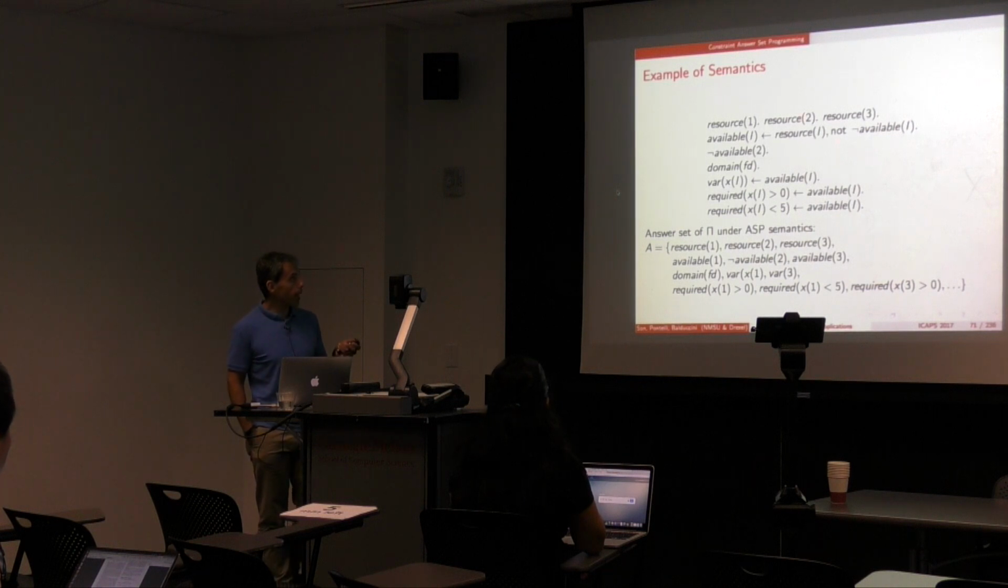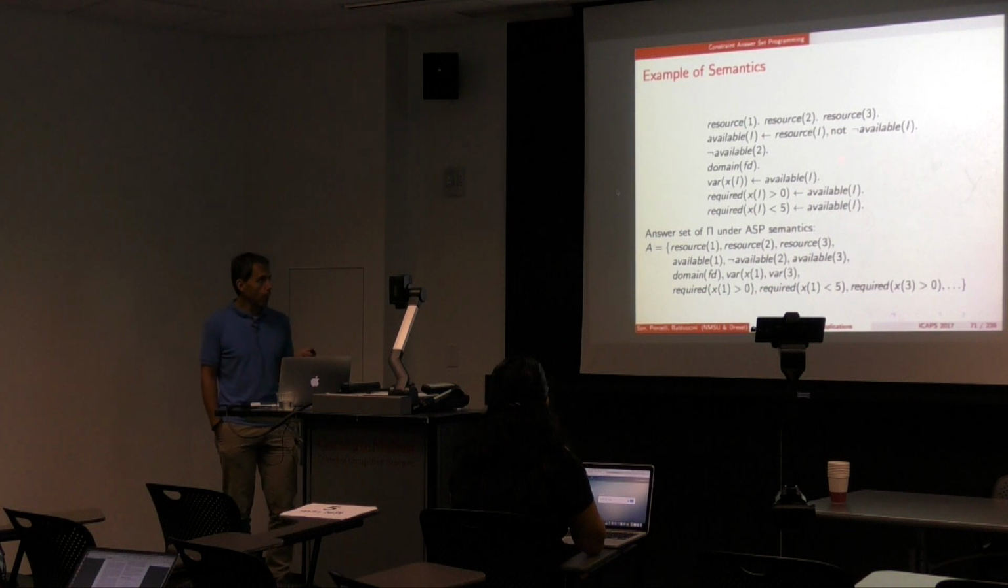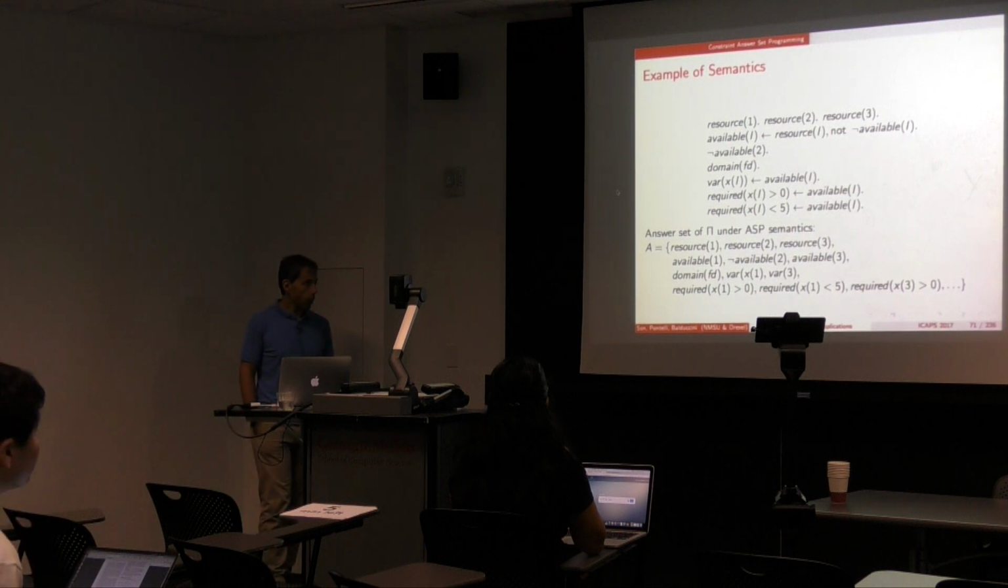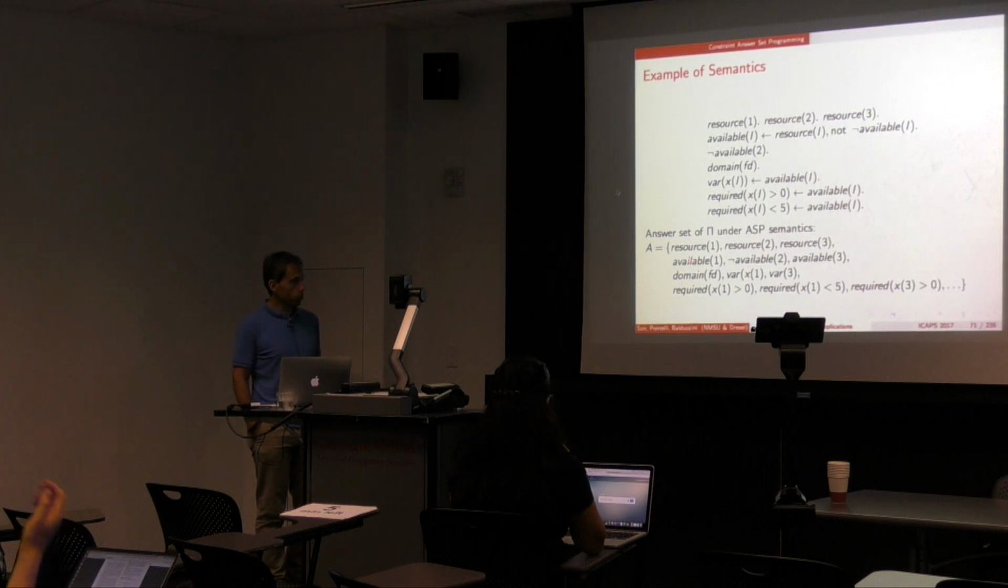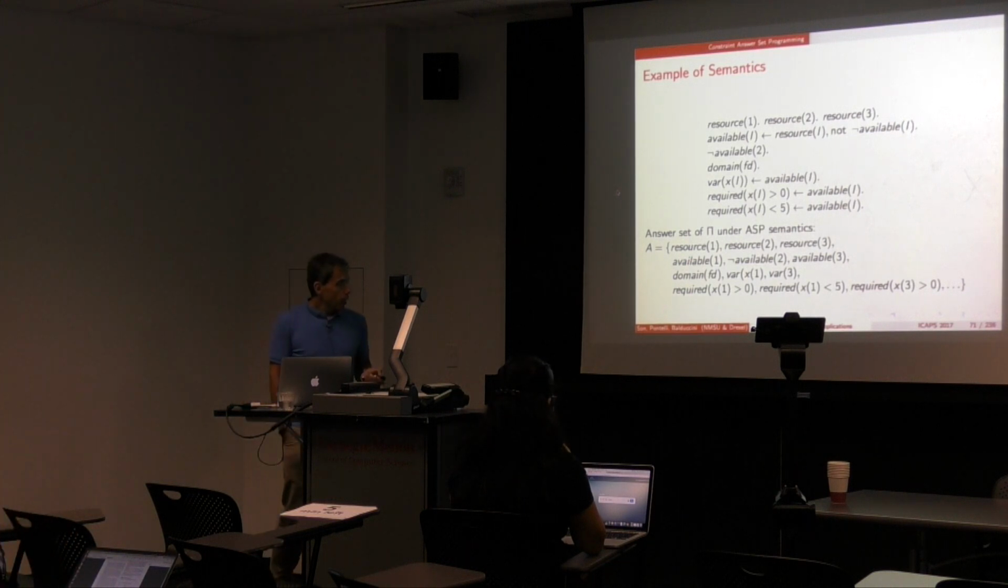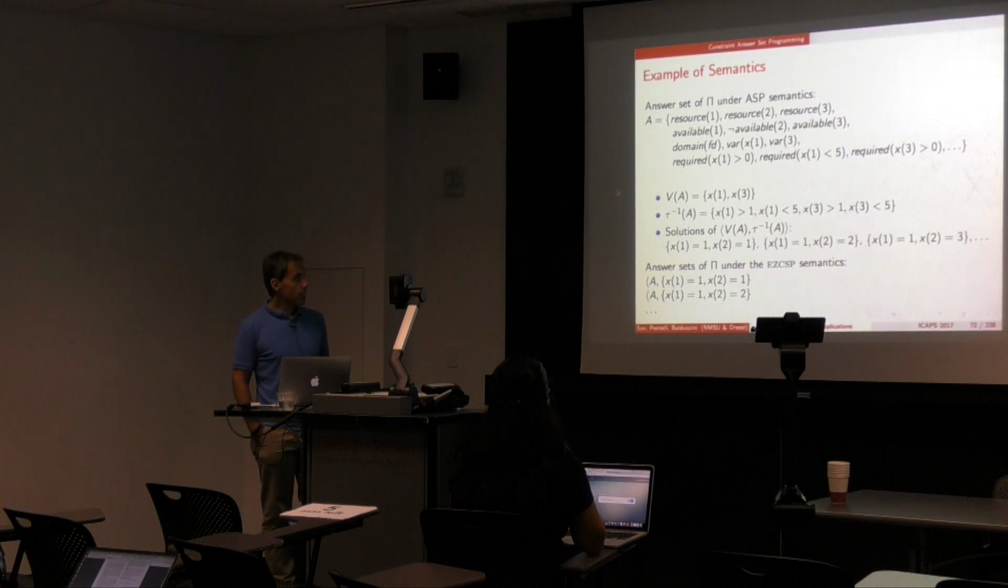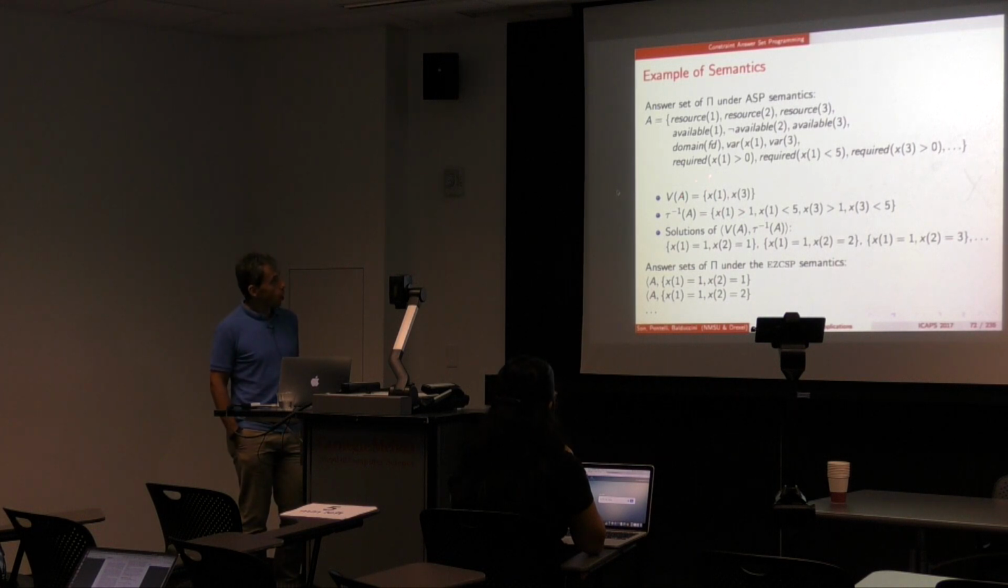Once you apply the definition of answer set of EZCSP program to the small program that we considered earlier, it's not hard to see that the answer set under the ASP semantics is what you see here. Now, the answer set under the EZCSP semantics will be obtained by looking at the solutions of the constraints encoded by A. So A encodes the constraints shown here.